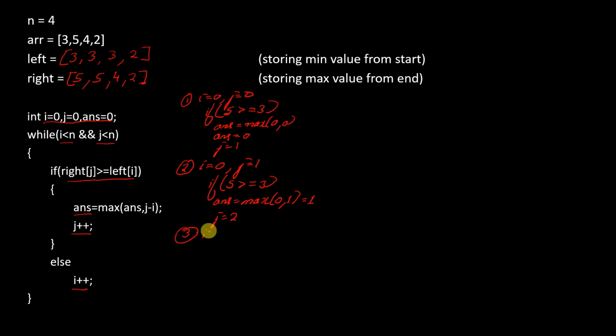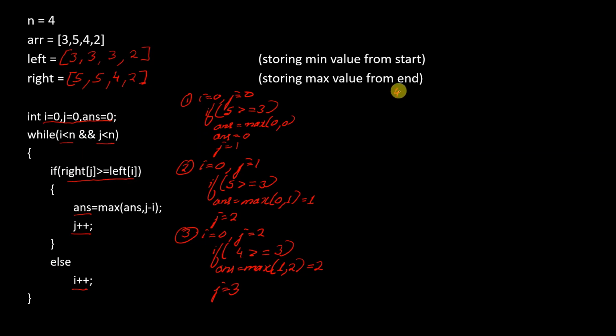So now i is equal to 0 and j is equal to 2. So we will check the condition again. That is right of j, right of 2, that is 4, is greater than or equal to left of 0, which is 3. So this condition is true. We will update our answer. So answer will become max of previous answer, that is 1, and j minus i. 2 minus 0 is 2, so it will become equal to 2. Now we will update j as equal to 3.